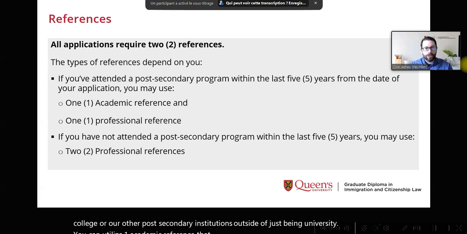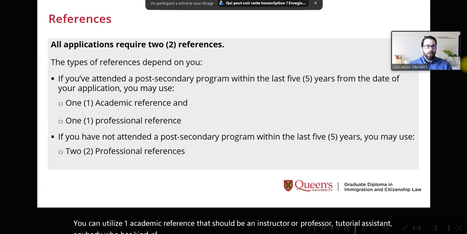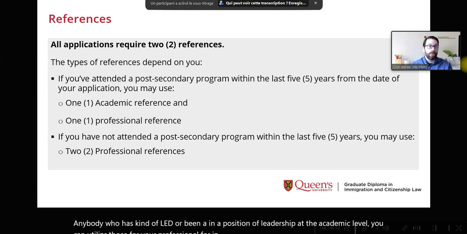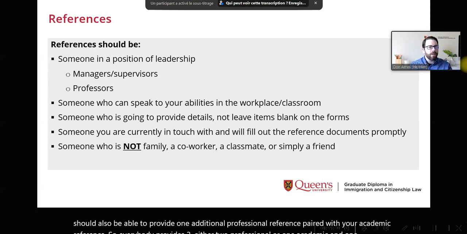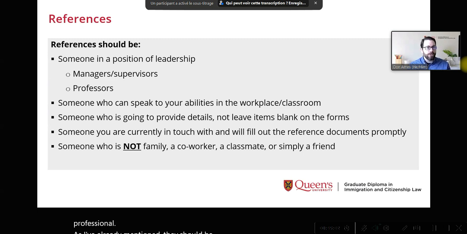That should be an instructor, a professor, tutorial assistant, anybody who has kind of led or been in a position of leadership at the academic level. You can utilize those in place of one of your professional references. You should also be able to provide one additional professional reference paired with your academic reference. So everybody provides two, either two professional or one academic and one professional. As I've already mentioned, they should be people in positions of leadership, managers, supervisors, professors, etc.